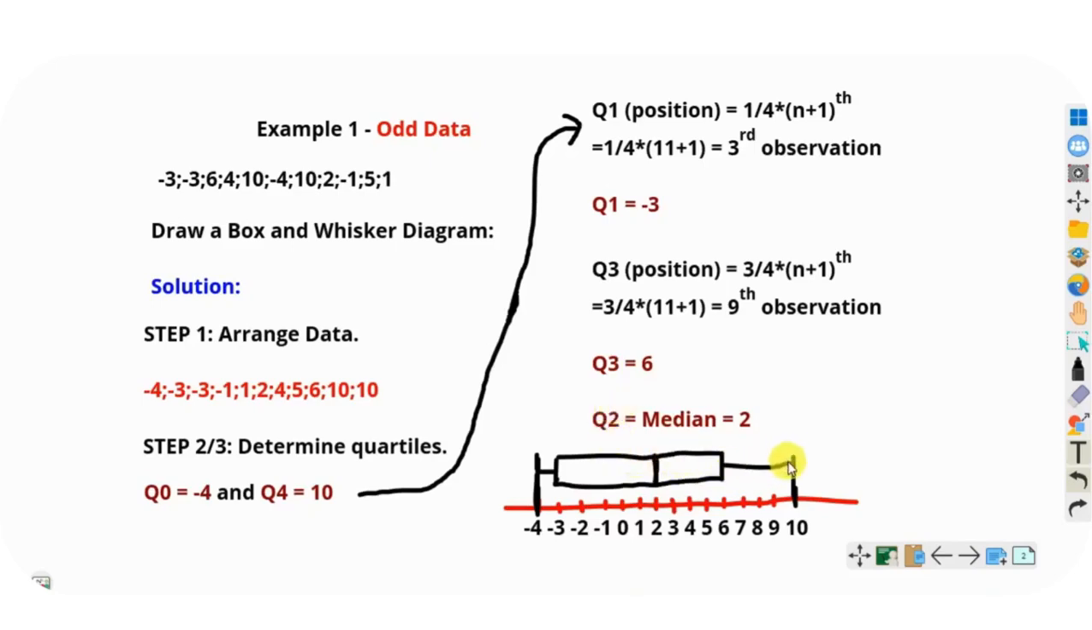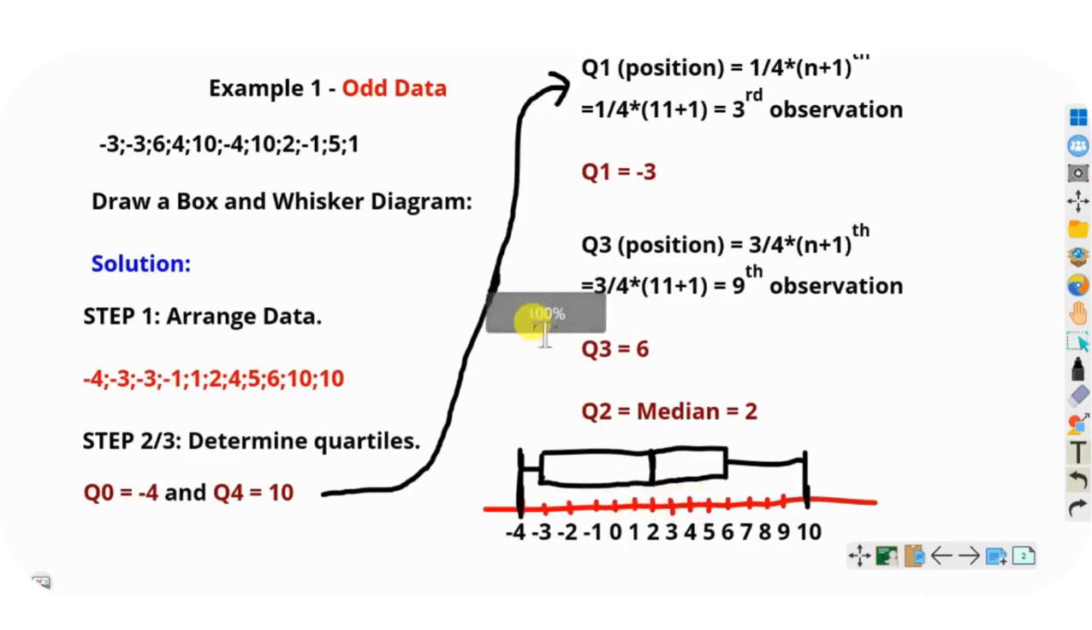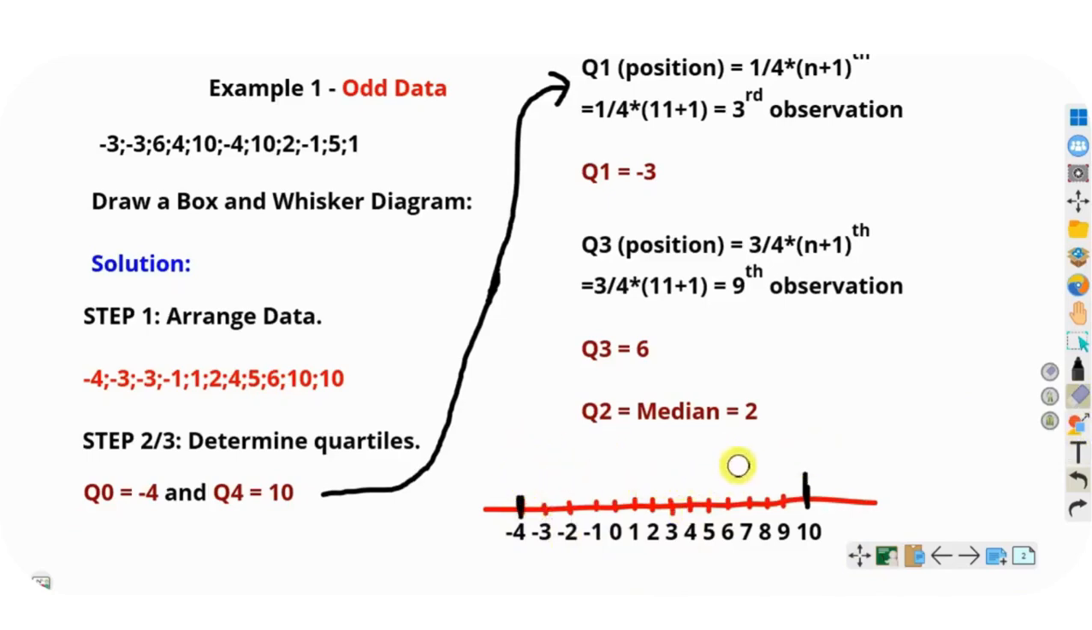Now we use the data to draw the box and whisker diagram. We use the quartiles to draw the box and whisker diagram. So the box and whisker diagram starts from the lowest value, which is -4. I'll just do this so that we draw it together. It starts from the lowest value Q0, -4. Q4 is positive 10.